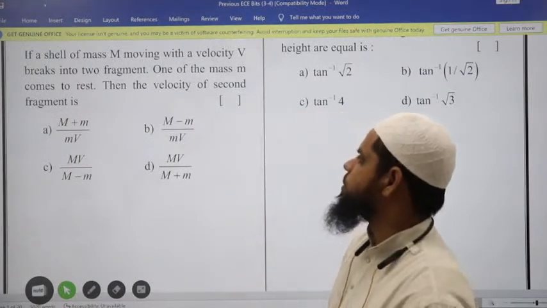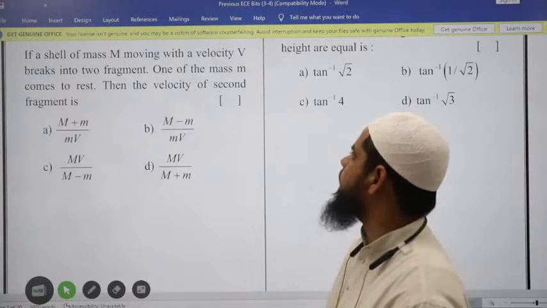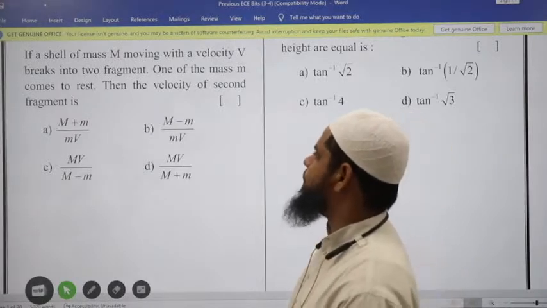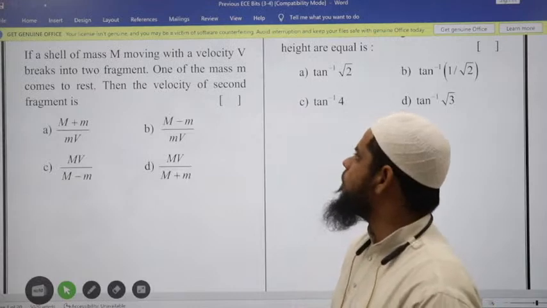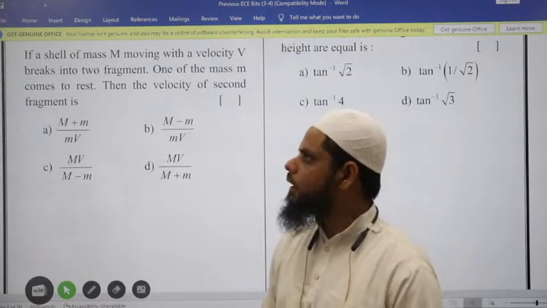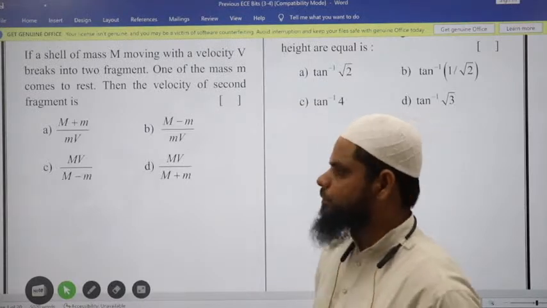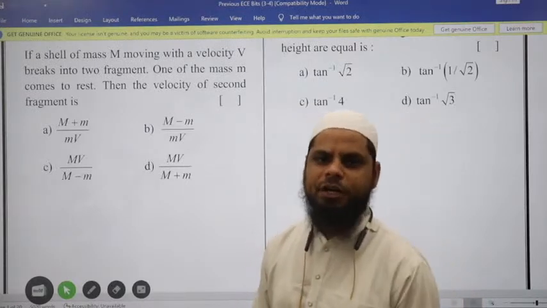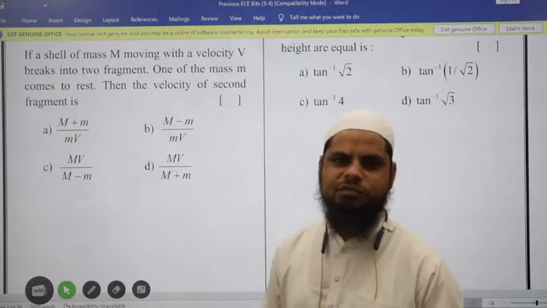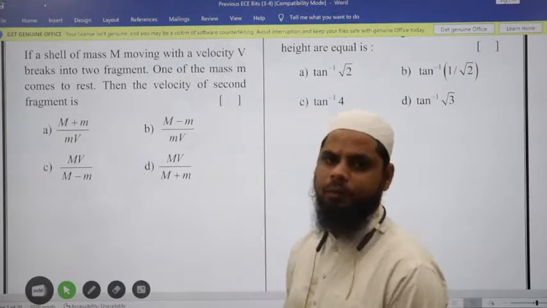If a shell of mass M moving with a velocity of v breaks up into two fragments, one of the mass m comes to rest, then the velocity of the second fragment. So what is the velocity of the second fragment he is asking? The same thing, law of conservation of momentum we need to check here.